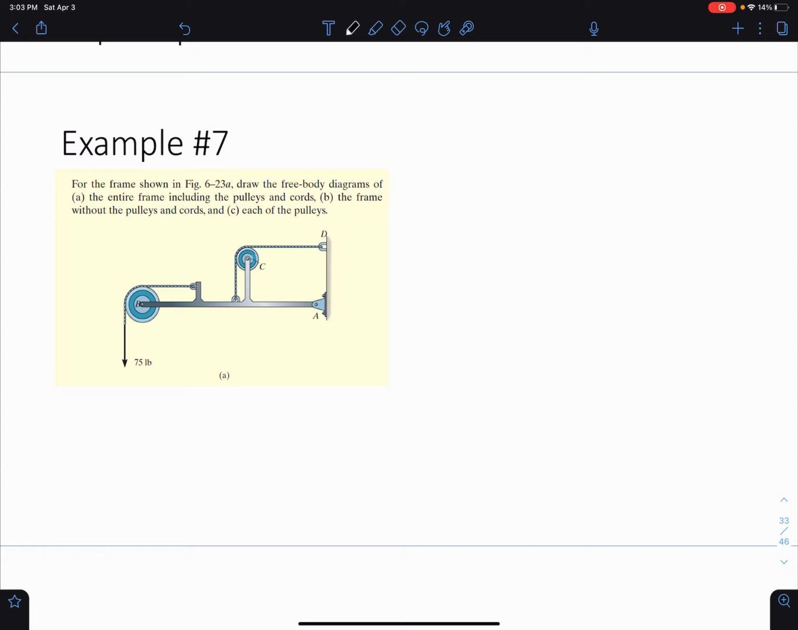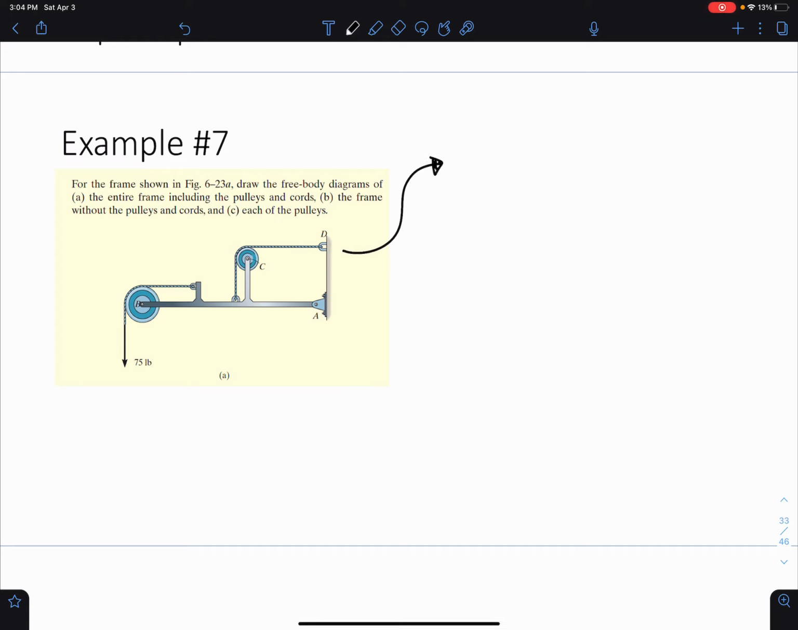All right, so let's jump into an example. Our first example is a simple frame, and we want to draw the free body diagram of the entire frame, including the pulleys and cords, the frame without the pulleys and cords, and each of the pulleys. The reason we want to do this 3 different times is because I want us all to be able to recognize when and where to make these cuts when we're drawing our FBD. This is where the critical thinking aspect comes into it.